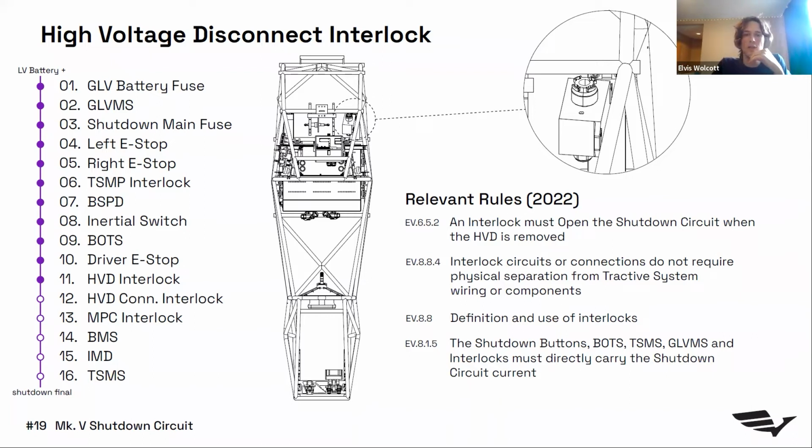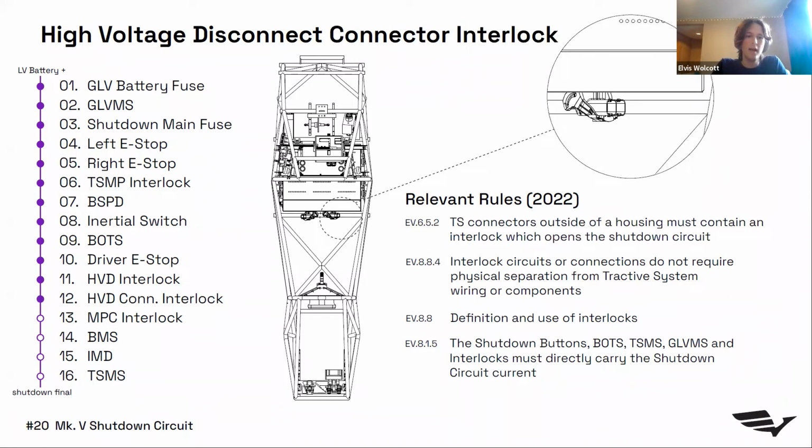The HVD in many cars, you'll see it directly on the accumulator. However, due to the rules requirements about the height and accessibility of the HVD, we have what's called a remote HVD, where we actually run a set of wire from the accumulator to our little HVD box here. But we have both an interconnect on the HVD itself, so we can tell if you've pulled that connector out, and we have an interconnect on the connector where it actually attaches to the accumulator to ensure that it's properly installed.